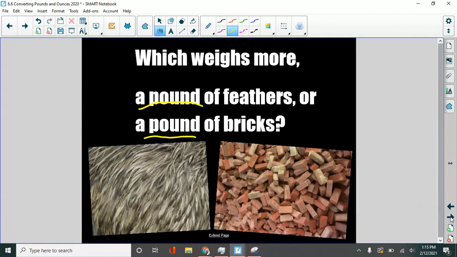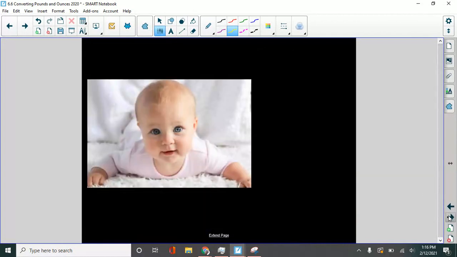This is lesson 6.6. We are going to talk about pounds and ounces and tons. We're going to get into what those are. You will know pounds and ounces from, look at this little guy, babies. When babies are weighed when they are born, you will get a measurement that is in pounds and ounces. And I bet that if you go ask your parents how much you weighed when you were born, they will be able to tell you how many pounds and how many ounces.